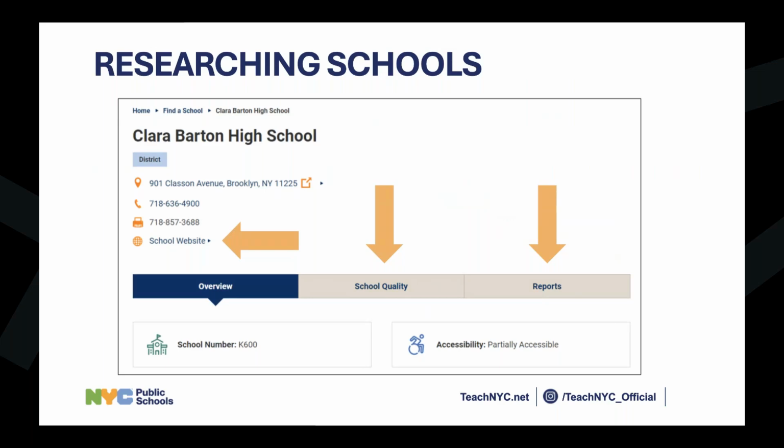Clicking on an individual school's name will take you to a page that contains a wealth of information about a school. You can click on the school website to go directly to their site. You can click on Overview to see some data about their grade levels, enrollment, district, and more. You can click on School Quality for direct links to school quality guides and reports for the school. And click on Reports for additional information about school programs, finances, and more. So this is a tool you should definitely take advantage of as you're targeting schools and learning more about different districts and schools during the job search process.